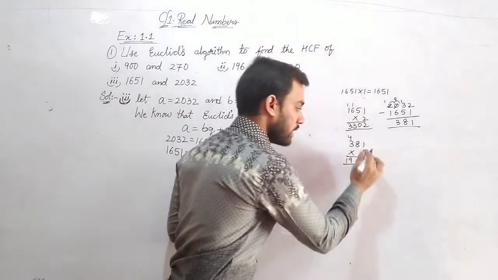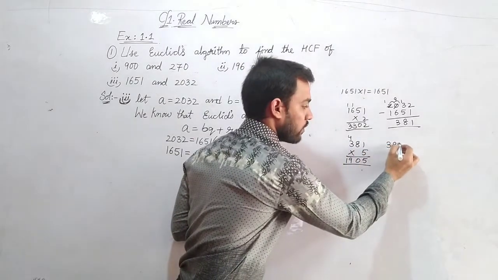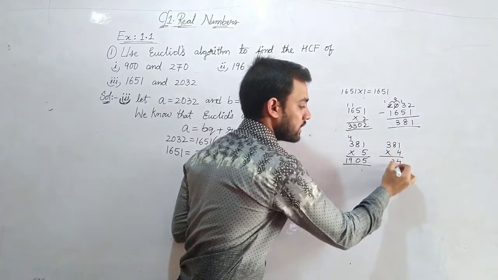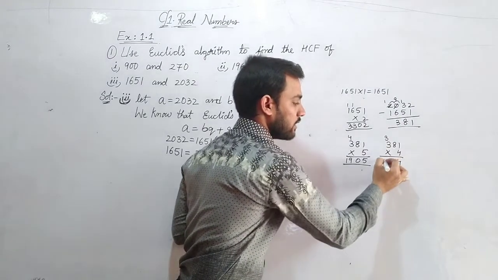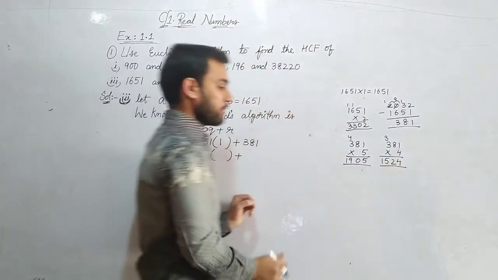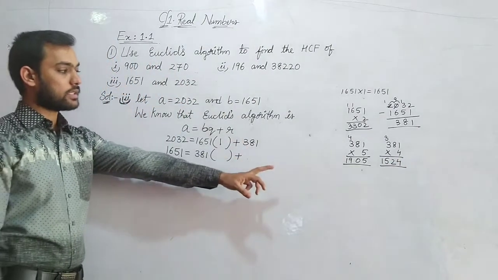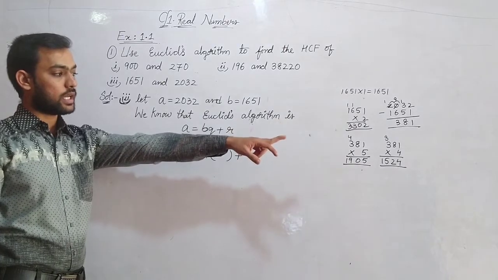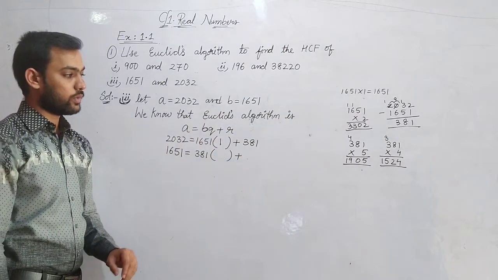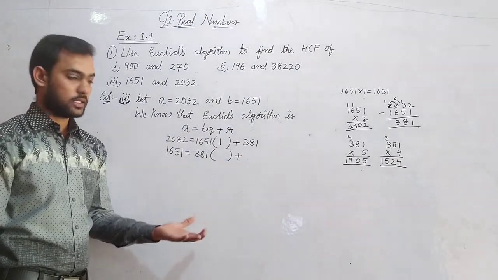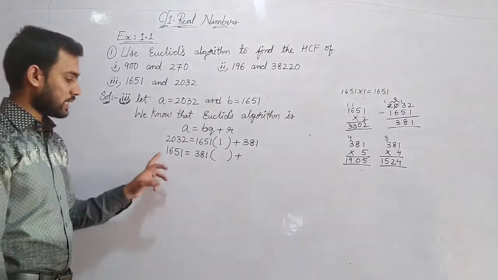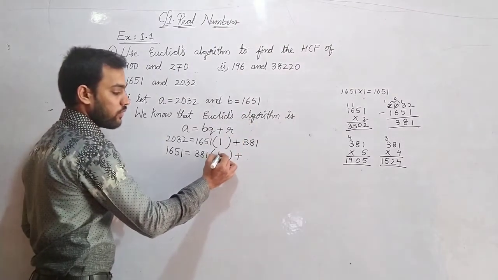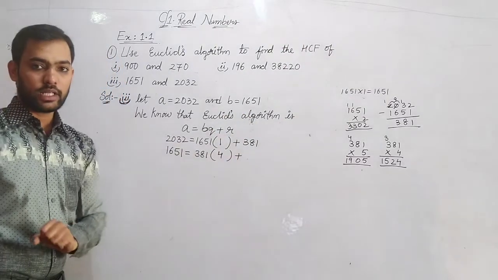So I will reduce this 5. 381 4s are, I will check. 4 ones are 4, 4 eights are 32, 4 threes are 12 plus 3 is 15. So 381 5s are 1905, and 381 4s are 1524. So which one do we need to select? Exactly, multiplied by 4 we need to select, because that number is less than this one. So 381 4s are 1524 we got.